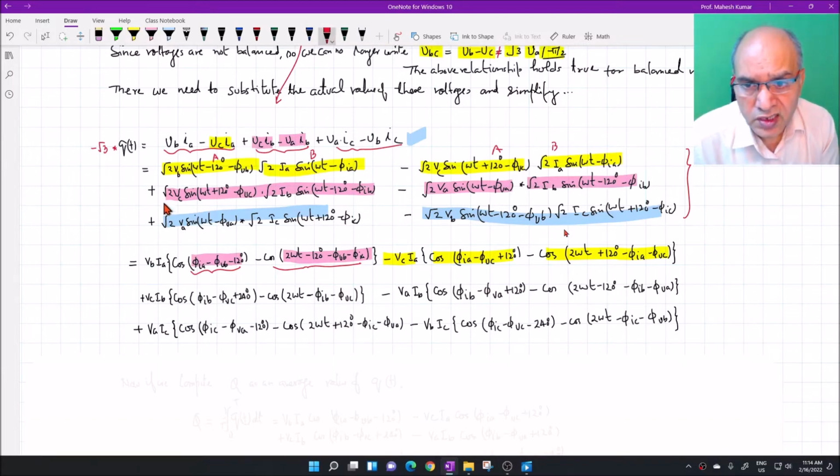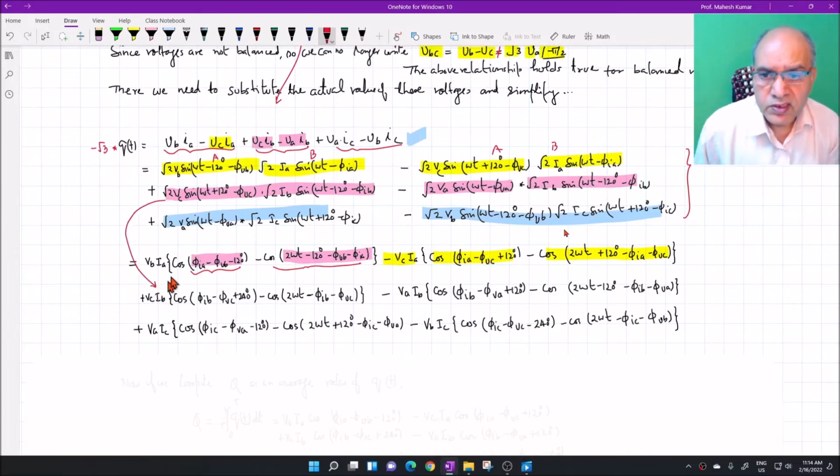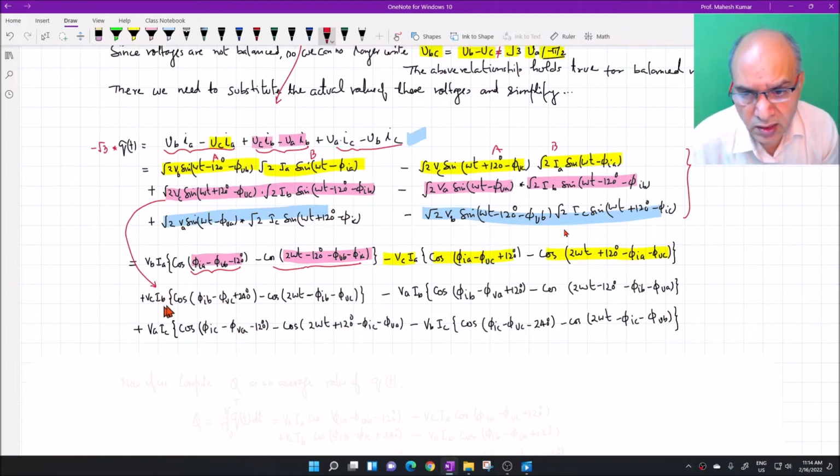From the second terms we get this one, which is actually BC into IB. So this is BC IB, again 2 sin A sin B, cos(A minus B) becomes this minus this, which becomes phi IB minus phi BC plus 240 degree, minus cos, adding them together, 2 omega t minus phi IA minus phi BC, minus cos 2 omega t minus phi IB minus phi BC.